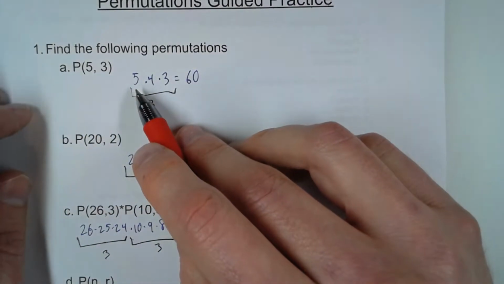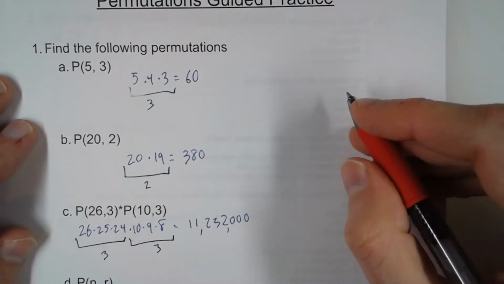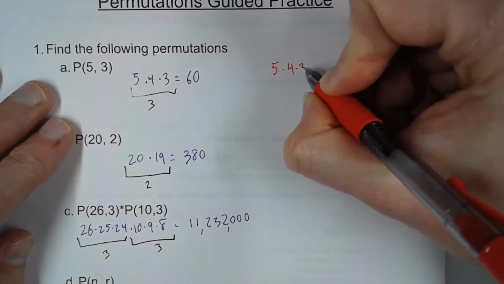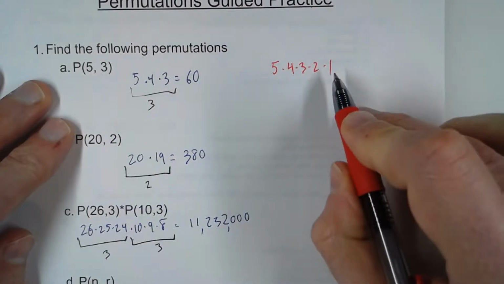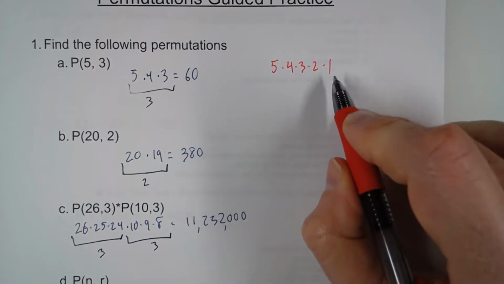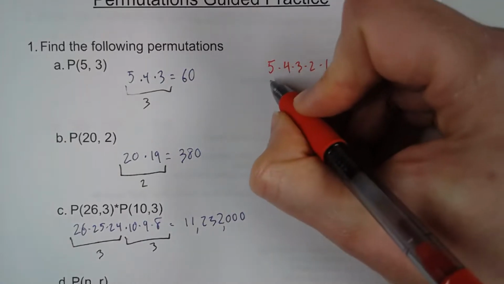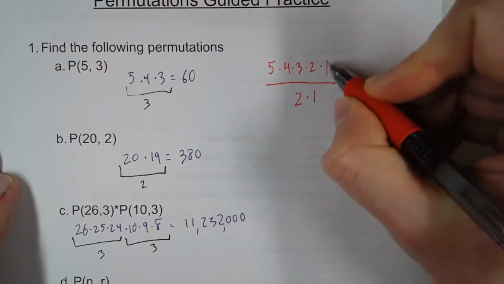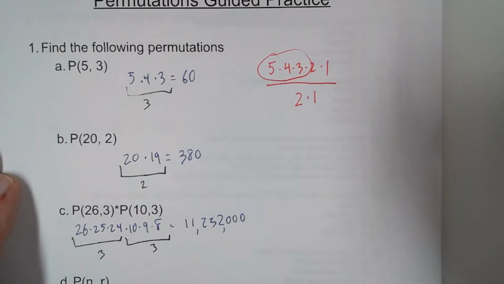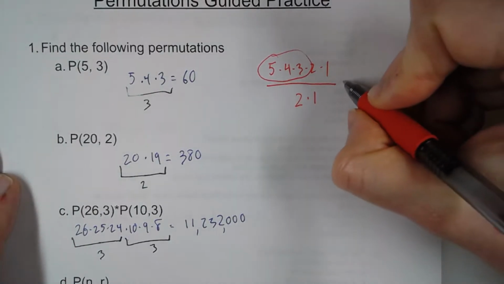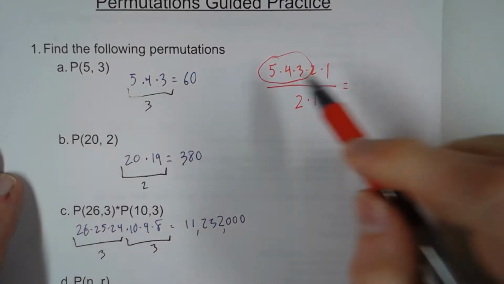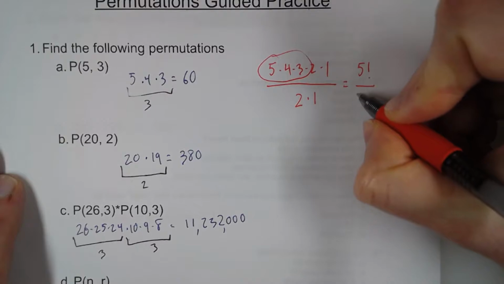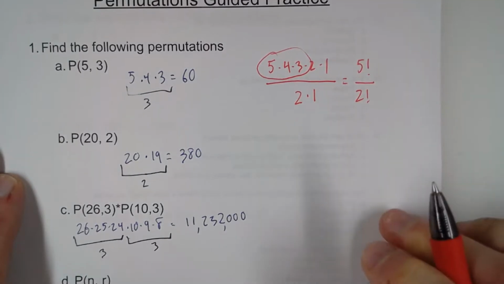Well, factorials start with a number and they multiply all the way down to 1. 5 times 4 times 3 times 2 times 1. You always have to go down to 1. That's where factorials enter. Now we don't want the 2 and the 1, so we're going to have to divide by that, so that when we divide, we're just left with the 5 times 4 times 3. So I can rewrite this with factorials as 5 factorial on the top and 2 factorial on the bottom.